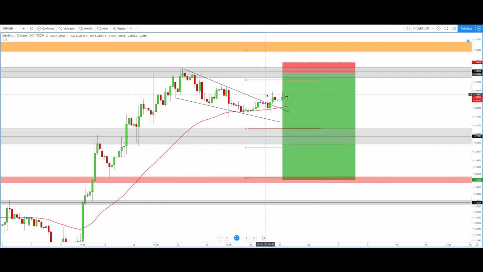So I expect a big movement this evening after the FOMC, and maybe this news could help our trade a lot, giving us some interesting signals. But for now, guys, the whole market has its eyes on the FOMC this evening.